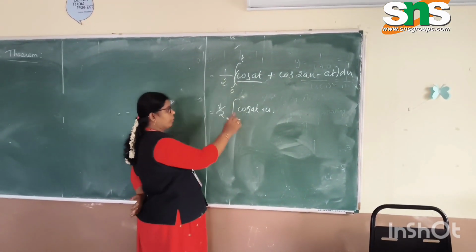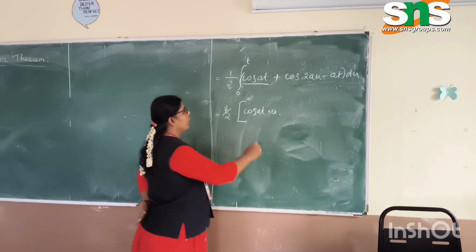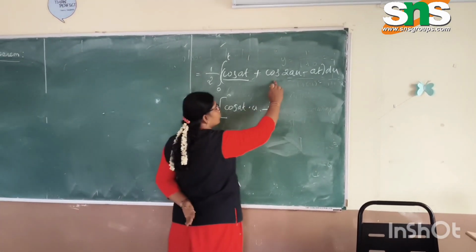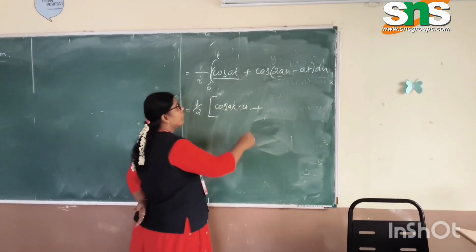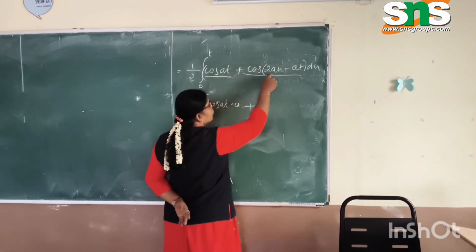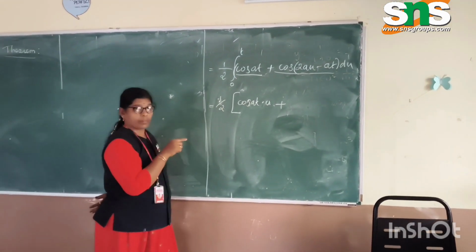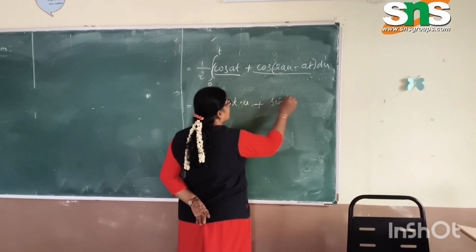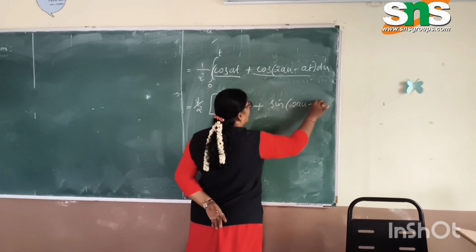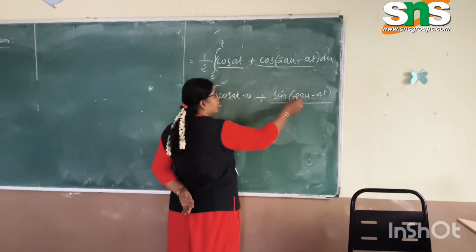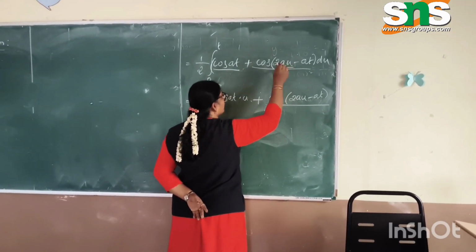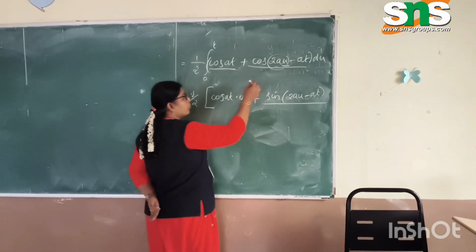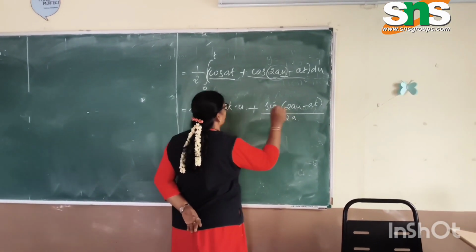This one is cos at, which is treated as a constant. Then integrating with respect to u means u, plus for cos(2au minus at), integrating with respect to u gives sin(2au minus at) divided by the coefficient of u. Differentiating the u term, we put 2a in the denominator.